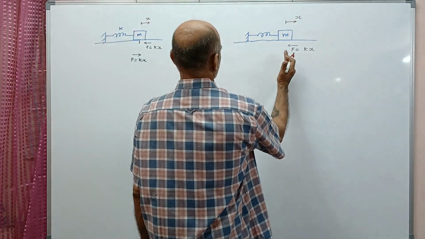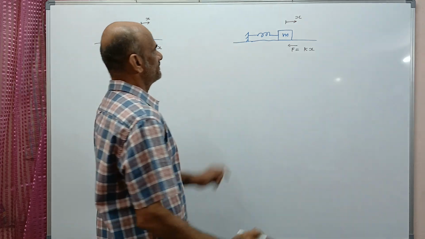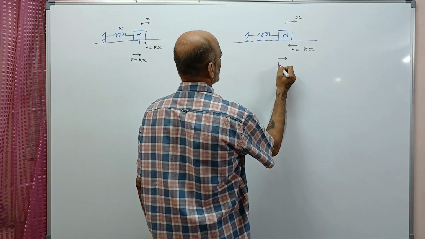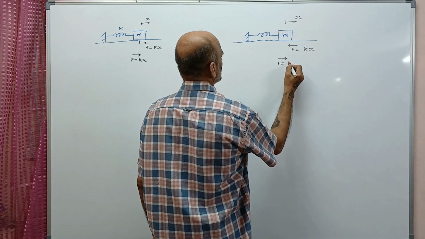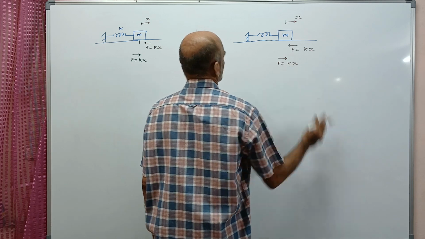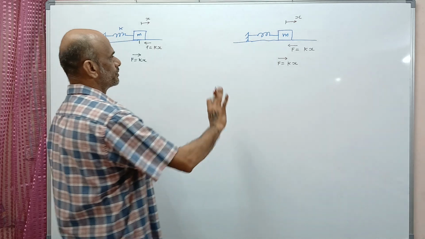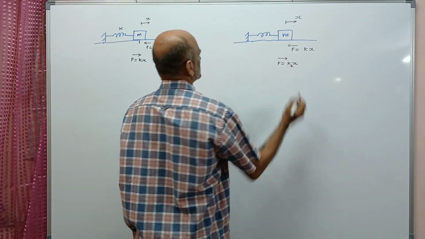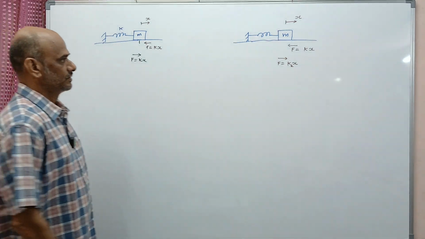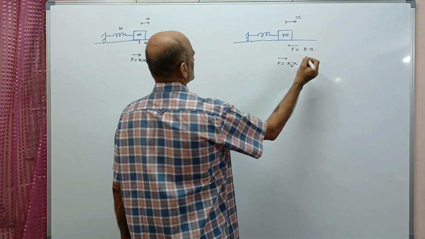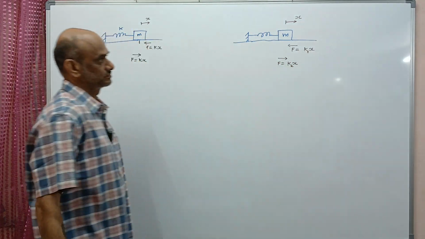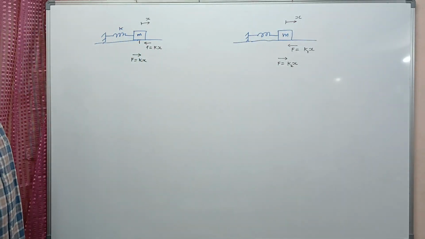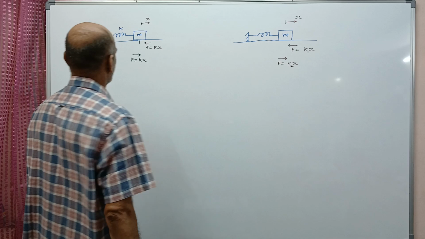Now if I try to compress the spring by pushing the block towards left, it'll try to push it back with a force Kx. But the property of the spring is it pushes with a different force. So when it's pushing, the spring constant is K2. When the stretched spring is pulling it back, then the spring constant is K1. So this is a special type of spring which behaves differently when it is stretched and when it is compressed.